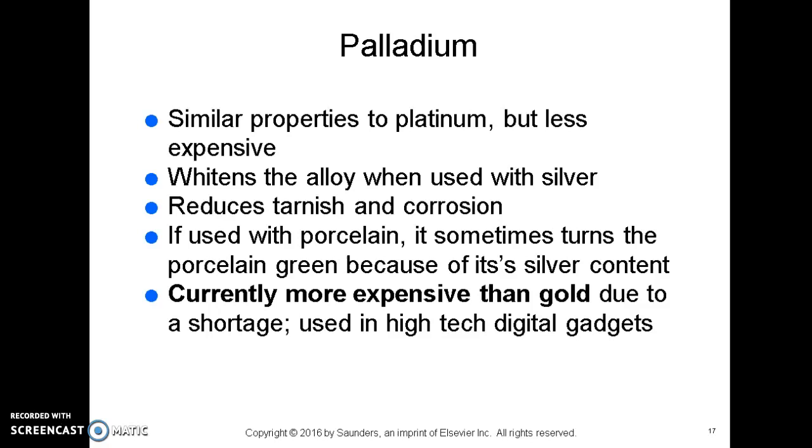Palladium is similar in properties to platinum, but it's a little bit less expensive than platinum. It whitens the alloy when it's used for silver. It helps to reduce the tarnish and corrosion with that silver. If it's used with porcelain, it can sometimes turn the porcelain green because of the silver content that is used in the alloy. At this time, it's currently more expensive than gold due to a shortage worldwide because it is used in high-tech digital gadgets for technology.